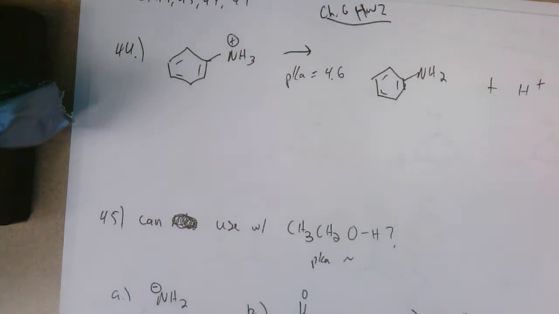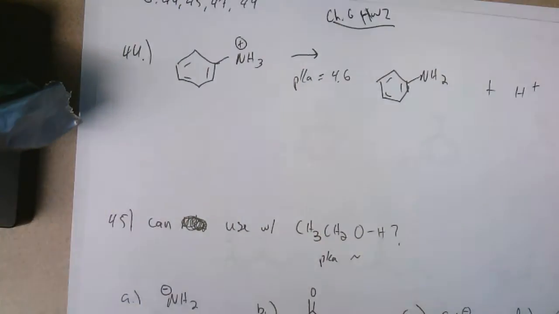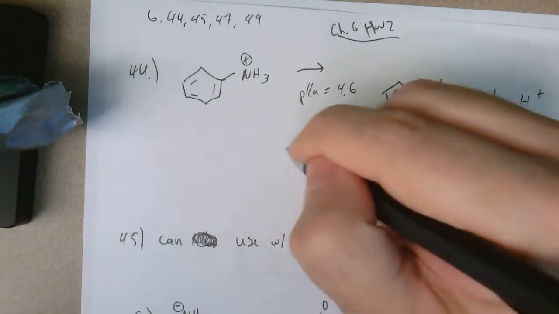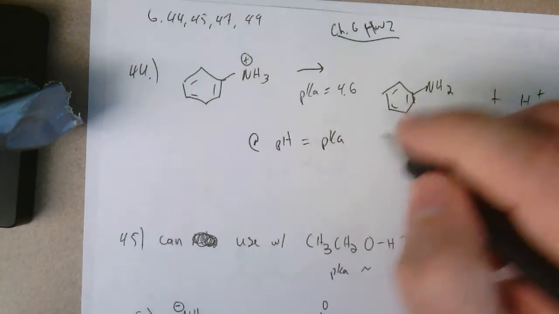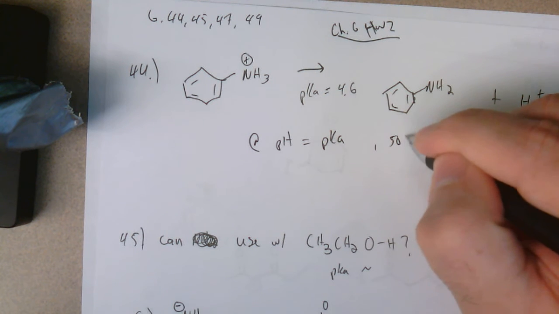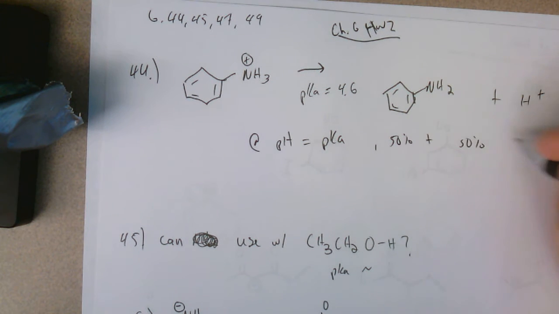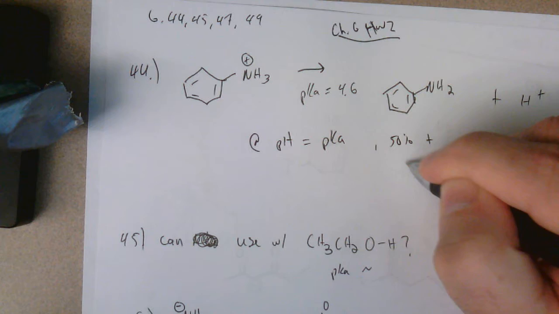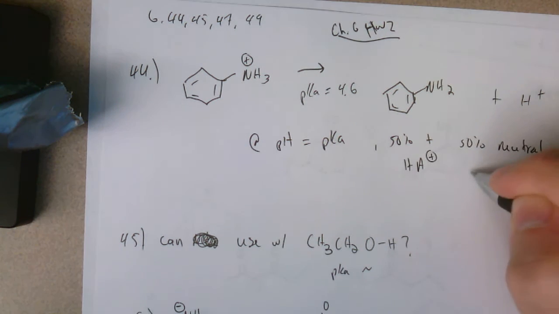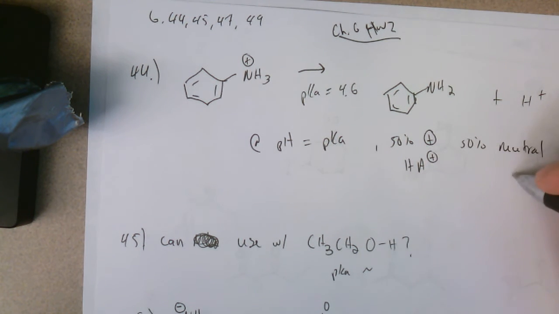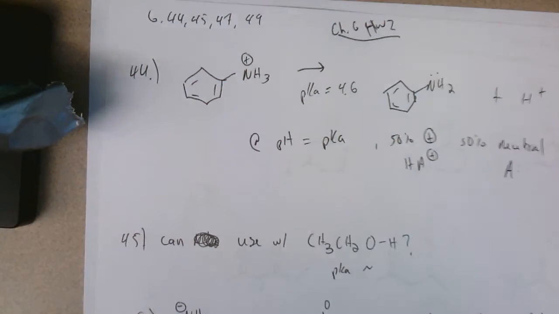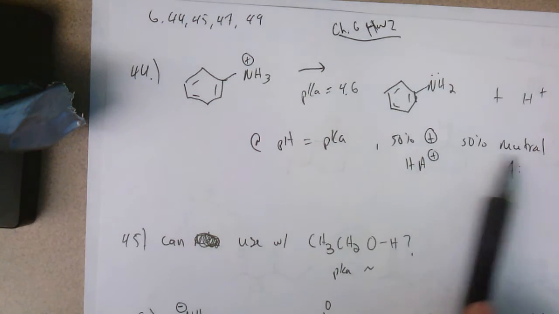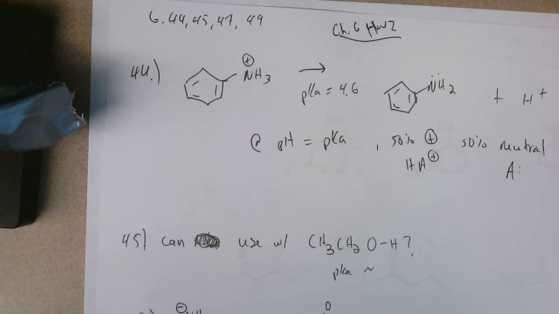So we want to know, where are we going to have mostly the uncharged form? Where are we going to have mostly the charged form? So we know when the pH equals the pKa, then we would have 50% of the HA plus and 50% of just the neutral A, which in this case is our conjugate base, right? So this would be my A, this would be my HA plus. When the pH equals the pKa, I have half of one and half of the other. They're present in equal amounts.